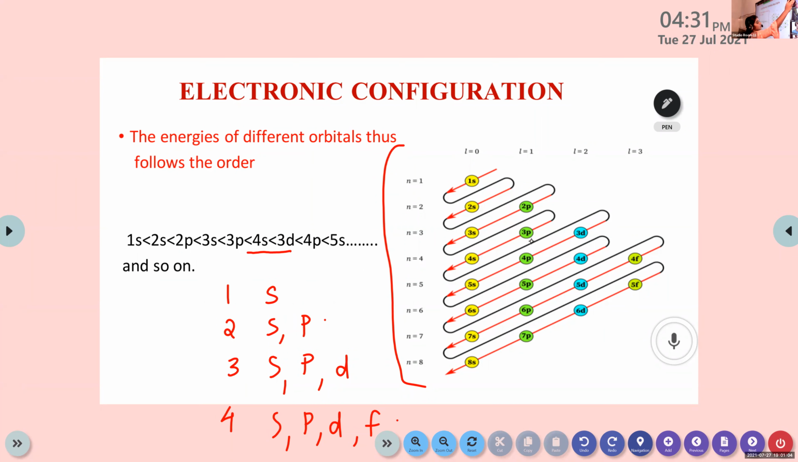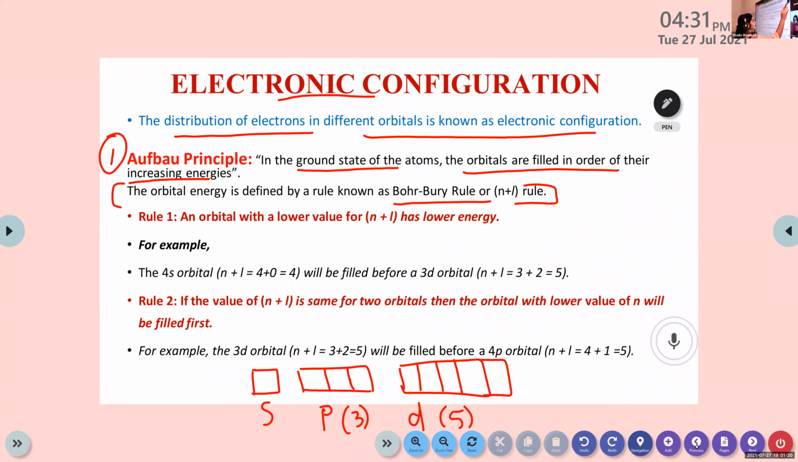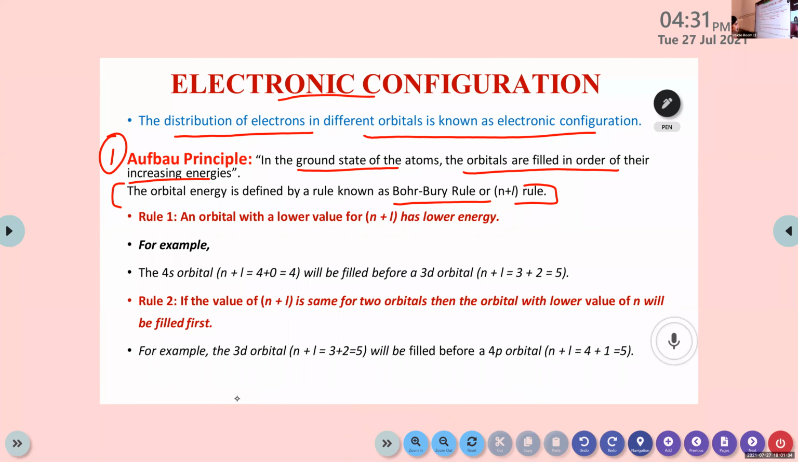This is clear, children? Any doubt there? So according to this Aufbau principle, the electrons are distributed into different orbitals according to their increasing energies. Can you show the previous slide? Now you just need to write only till here, okay? Only the Aufbau principle. The remaining part we can discuss in the next class.